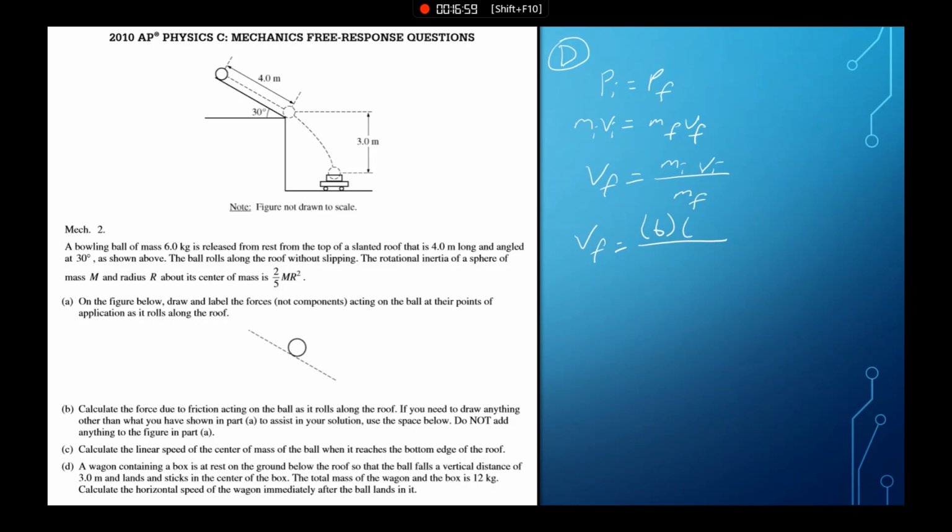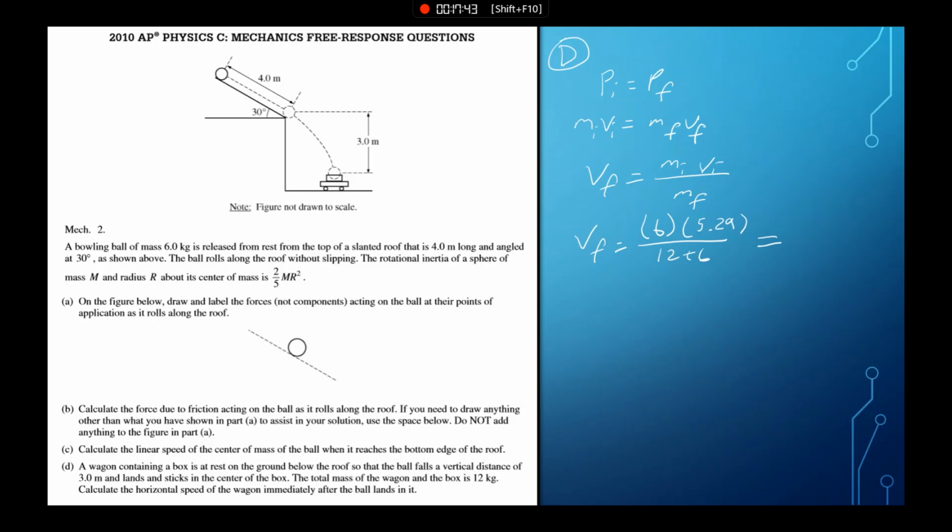Okay, then the initial velocity from the last slide we said was 5.29. And then final mass? It's 18 because 12 plus 6. Cool. So that's going to be 22.34. I've got a different answer. What are we missing? 1.76.